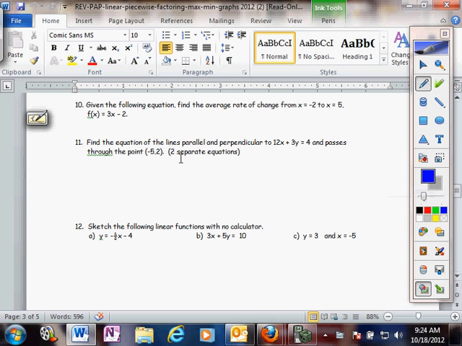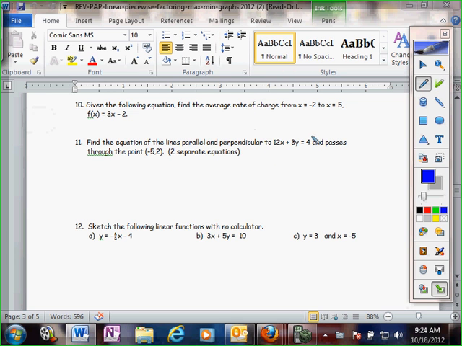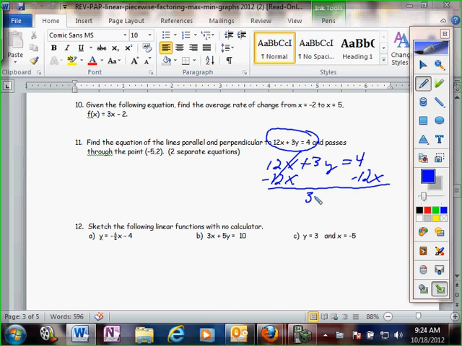Number 11, I'm going to let you work with that. We're writing equations of lines. Go back to that podcast that I gave you on doing that. You're going to have to write an equation of a line that's parallel and perpendicular to this line. So what you have to do here, quickly setting you up, I'm not going to do the entire thing, is you want to take this equation, 12x plus 3y equals 4, and solve it for y, because when you solve it for y, that puts it in y equals mx plus b format, and that allows you to see your slope.